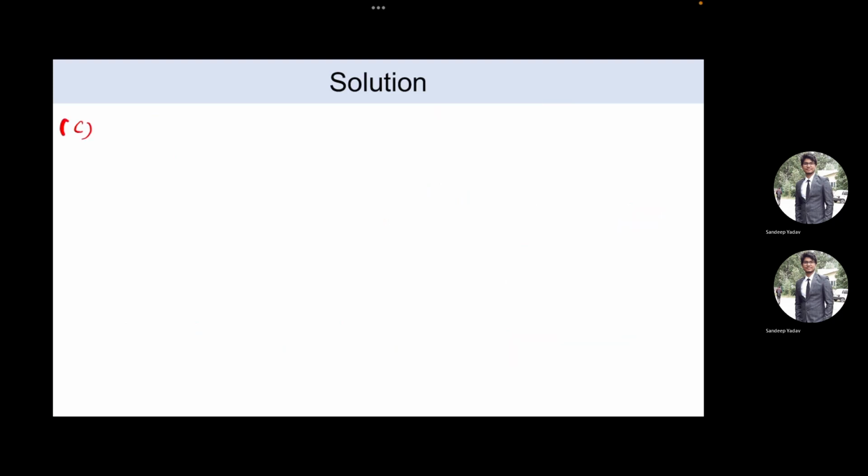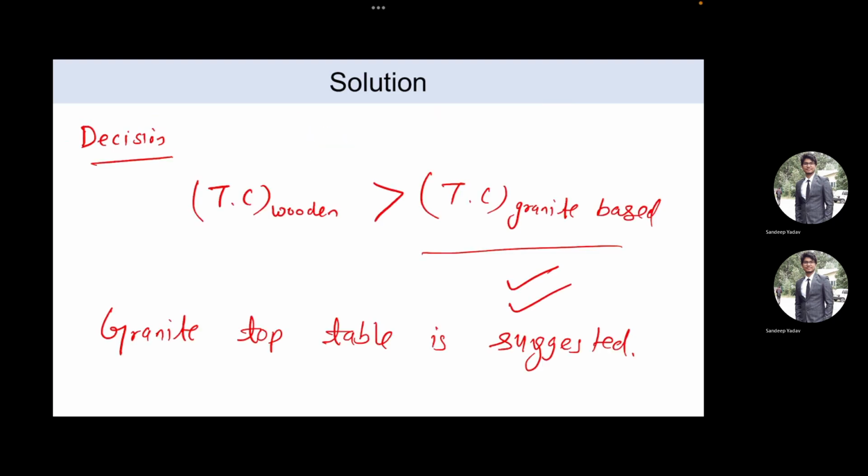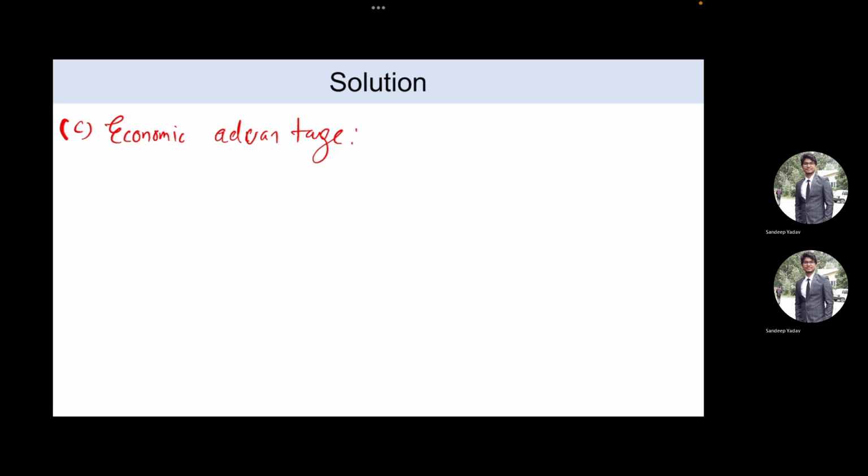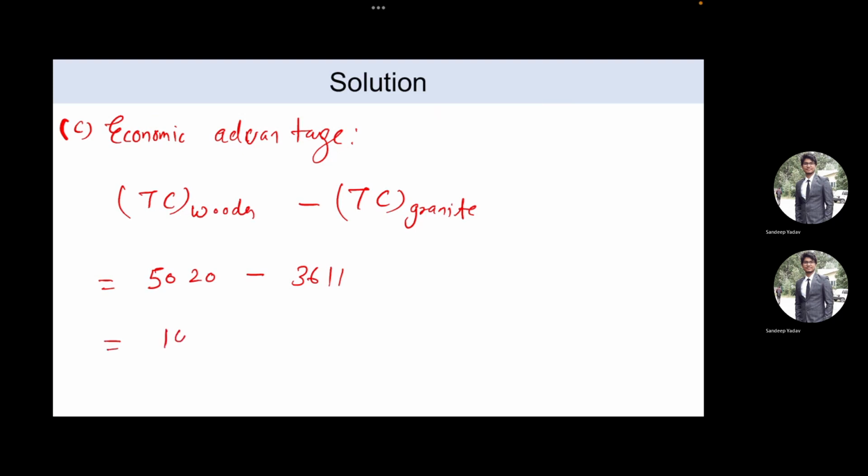Now what is the economic advantage? Economic advantage is total cost of wooden minus total cost of granite, that will be 5020 minus 3611 rupees, that is 1409. So that is our economic advantage per unit.